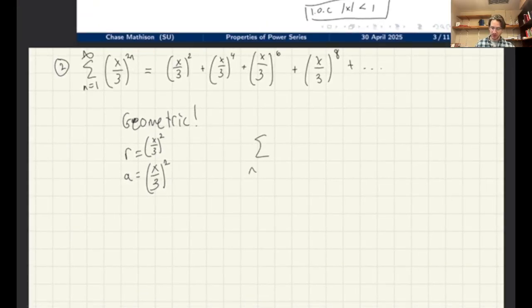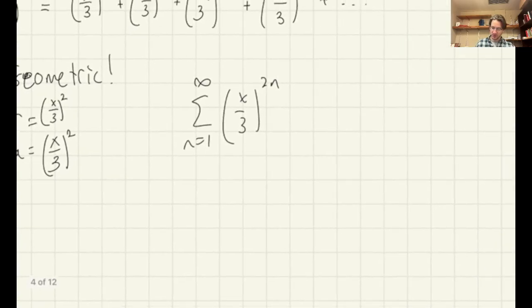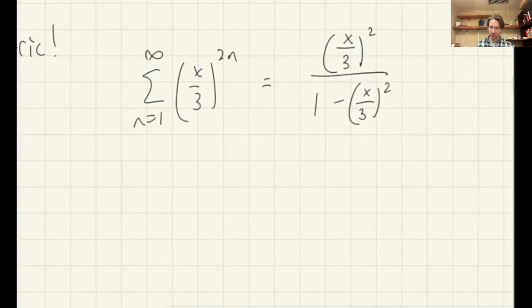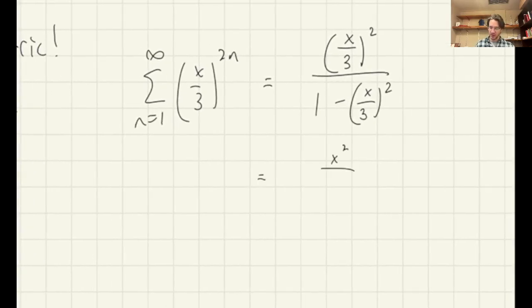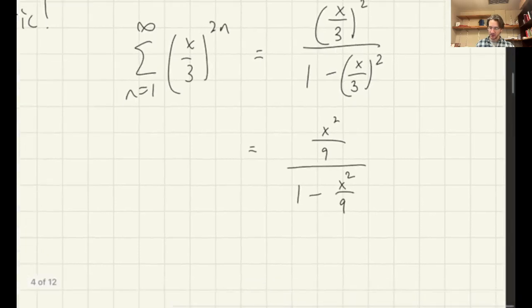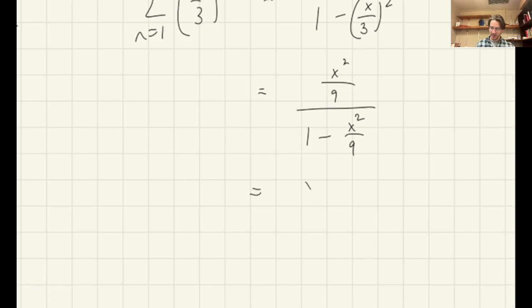And so this series, the sum from 1 to infinity of (x/3)^(2n), converges to a, (x/3)^2, over 1 minus r. Now I can simplify that a little bit, right? This is (x^2/9) over 1 minus (x^2/9). And then if I multiply top and bottom by 9, I get x^2 over 9 minus x^2.